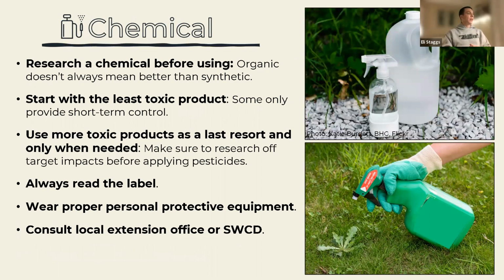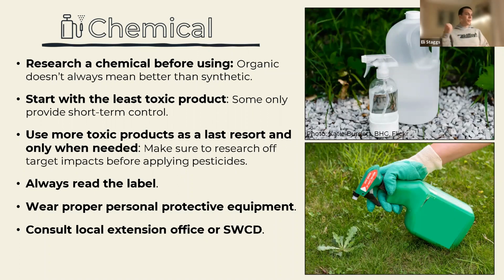Chemical control is one of those last resort options for weed control. And so some things to know when you're considering chemical is to always research what you're using beforehand. We make a note in here that organic doesn't always necessarily mean better than synthetic. Sometimes organics are great options, and then sometimes you might need to consider other, and that's up for you to decide based on what you're comfortable with using. And always start with the least toxic product available.